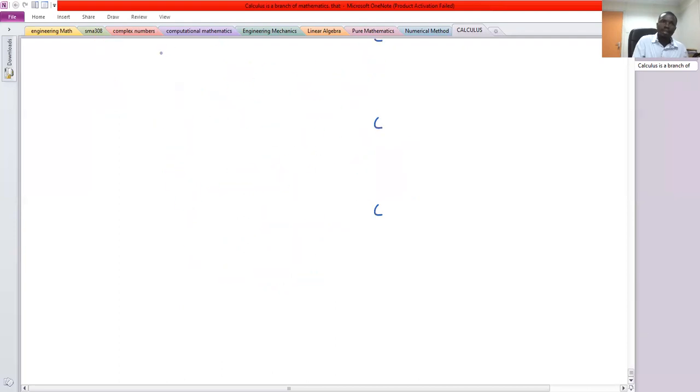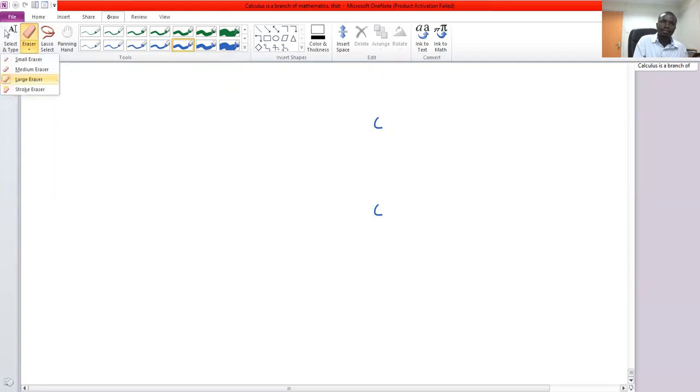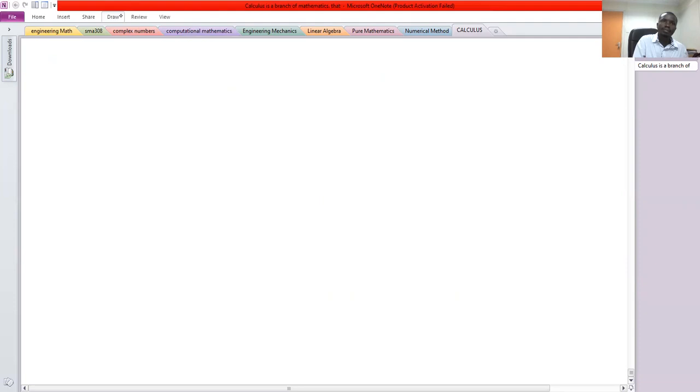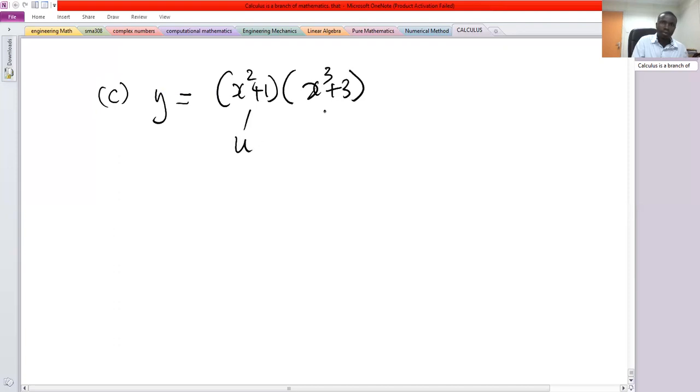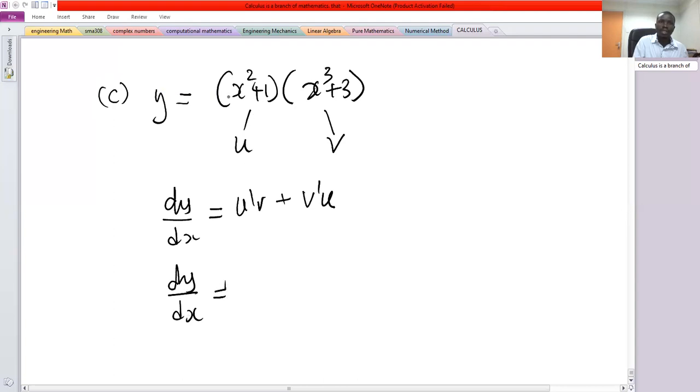And then number C. C is y equals x squared plus 1 into x cubed plus 3. So let this one be u, this one be v. So dy dx by product rule is u prime v plus v prime u. So dy dx, when you differentiate this one, you get 2x multiplied by x cubed plus 3, plus differentiating this one, you get 3x squared into u, x squared plus 1.